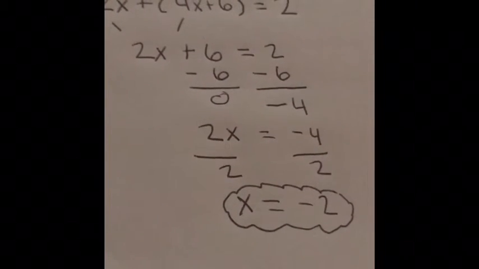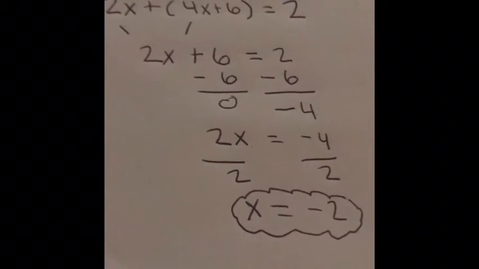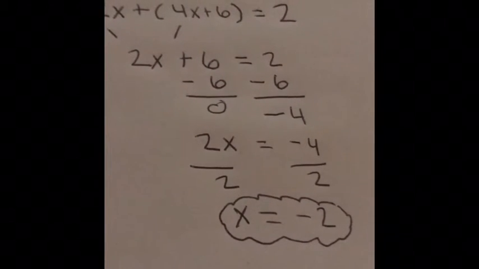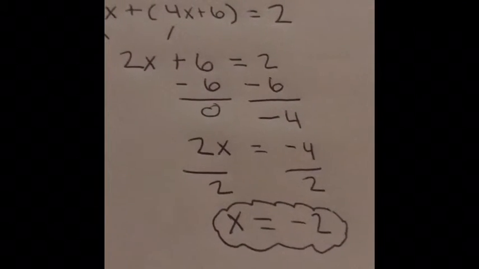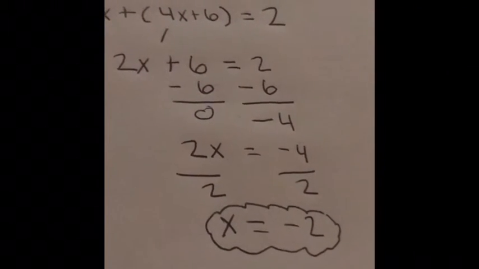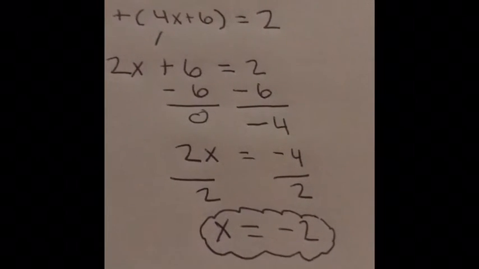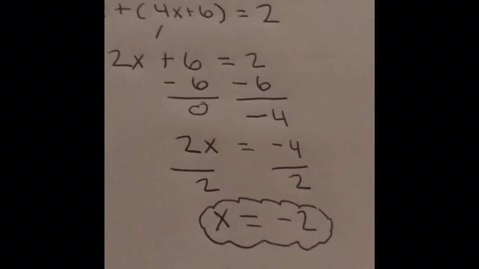You would cancel out the 6 by using the opposite operation, and then you would do that onto the other side too to balance it out. And then you would end up with 2x equals negative 4. So then you would divide the negative 4 by the 2, and then you get x equals negative 2.